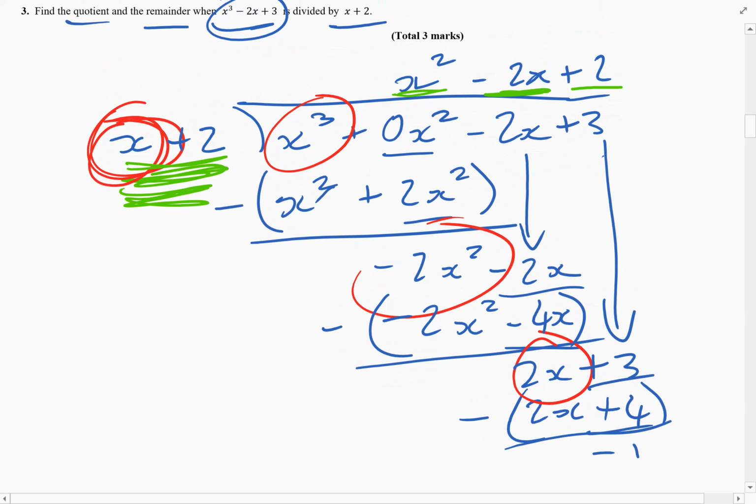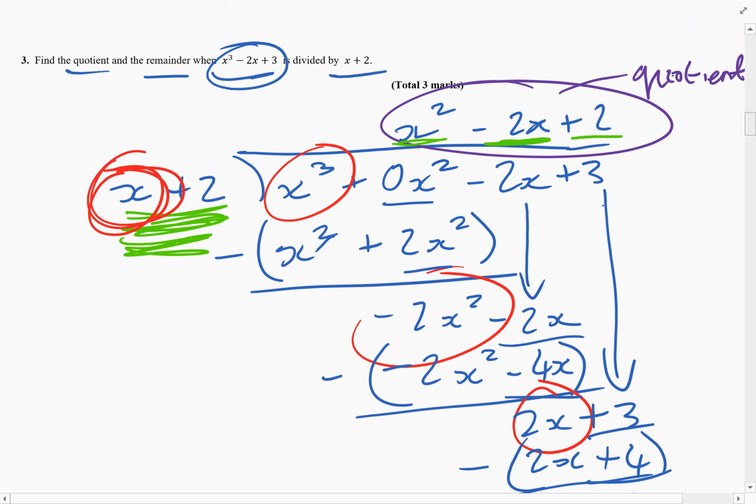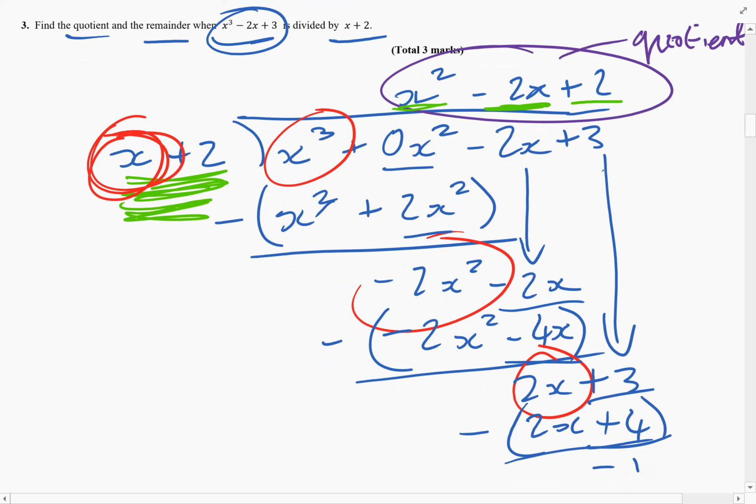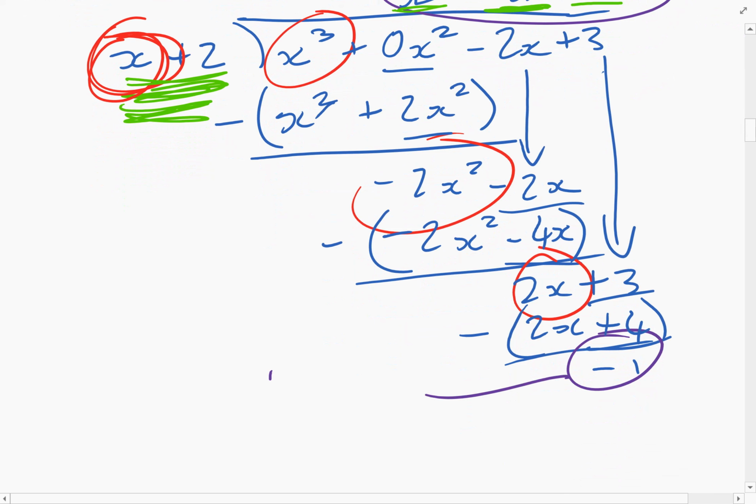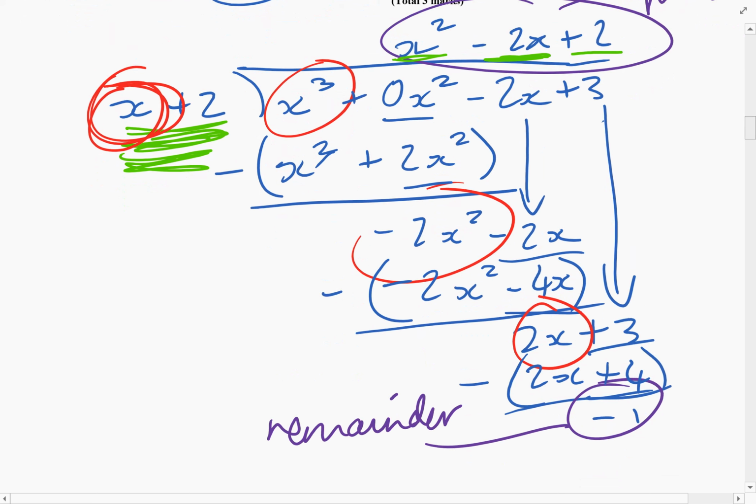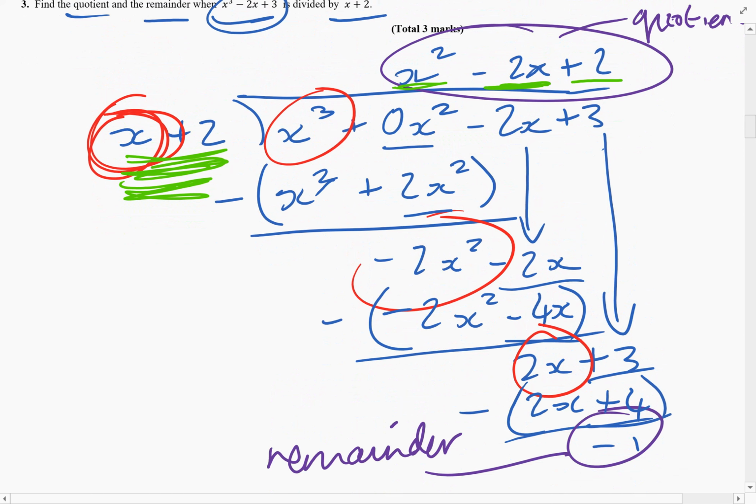So this up here is the quotient. So all of this, I'll write it down in a circle. So all of this is the quotient. Quotient, and this down here is the remainder. So let's just state that. Okay, so that's the answer to question 3. Next question.